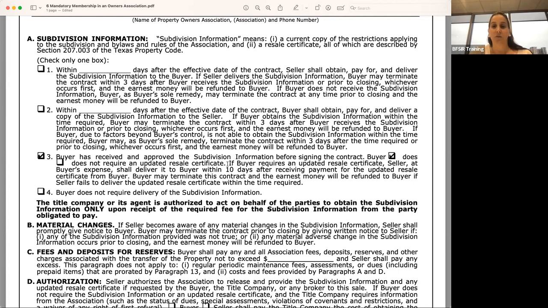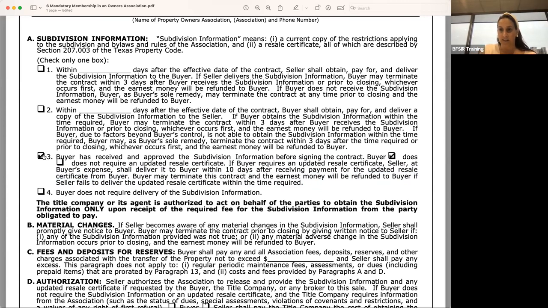And then, if they do require it, seller at buyer's expense will deliver it to buyer within 10 days after receiving payment. But buyer may terminate this contract and the earnest money will be refunded to buyer if they fail to deliver the updated resale certificate. So they don't have an open-ended right to terminate here, only if you don't deliver it. So this, I think, is the most safe option on the listing side.